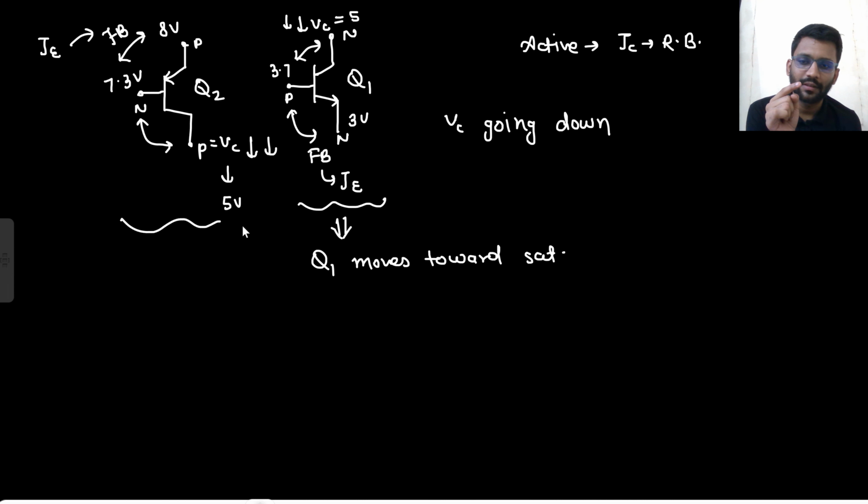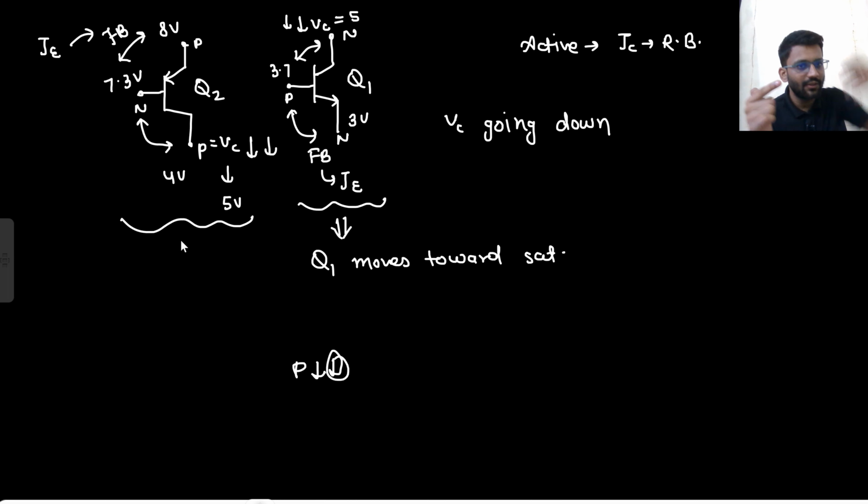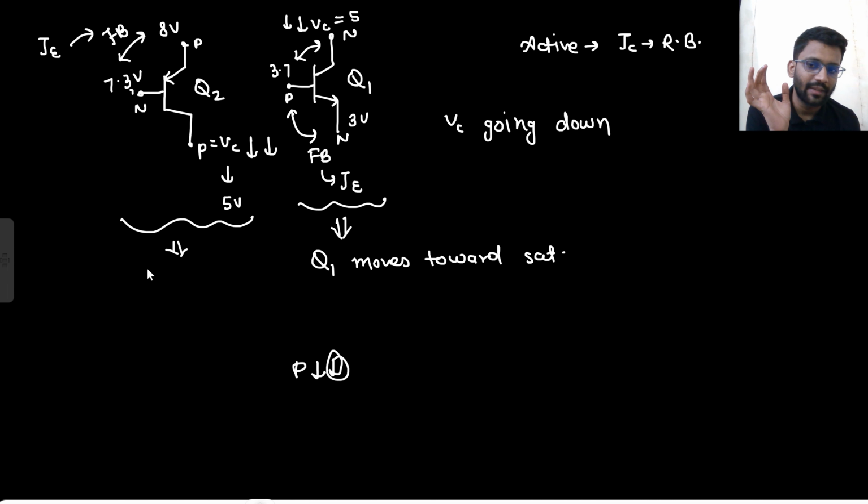What about Q2? If VC is going down, that means potential at P is going down, from 5 it will be 4. So reverse bias is increased, no? N is at 7.3, P is at 4. If P is going down, reverse bias is increasing only. So Q2 has no problem. That means Q2 stays inactive.